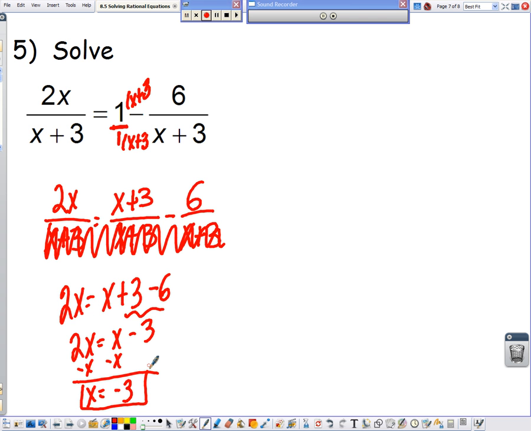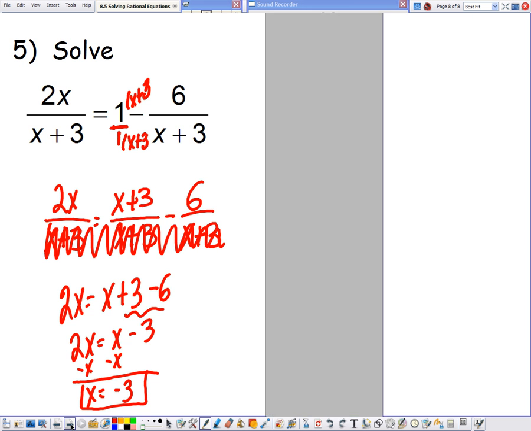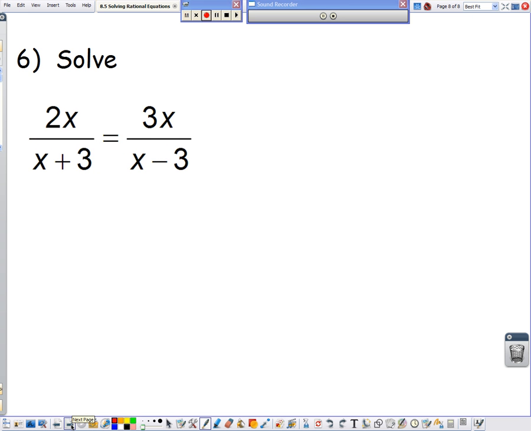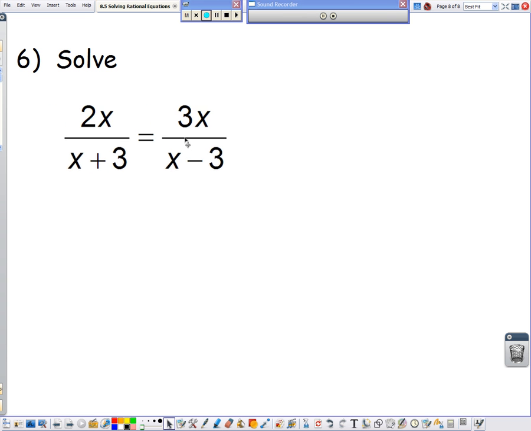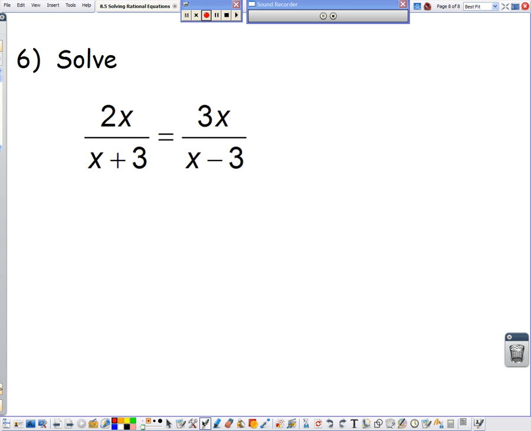All right, so the very last problem is 2x over x plus 3 equals 3x over x minus 3. Now, if we notice, we're like, oh, wait a minute. These do look like they have common denominators, but the problem is one has a plus sign, one has a minus sign. So they've got to be exactly the same. So if this one has an x plus 3, this one's going to have an x plus 3. Okay? Well, now this one has an x plus 3. This one has an x plus 3, so we're good. This one has an x minus 3, so I've got to add that x minus 3.